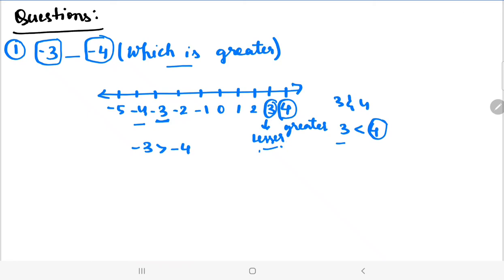For solving these kinds of questions, you need to remember one small tip: any number which is on the right hand side is greater than the number which is on the left hand side. So this is the right side, this is the left side. This is the greater value and this is the lesser value when compared to these two numbers.